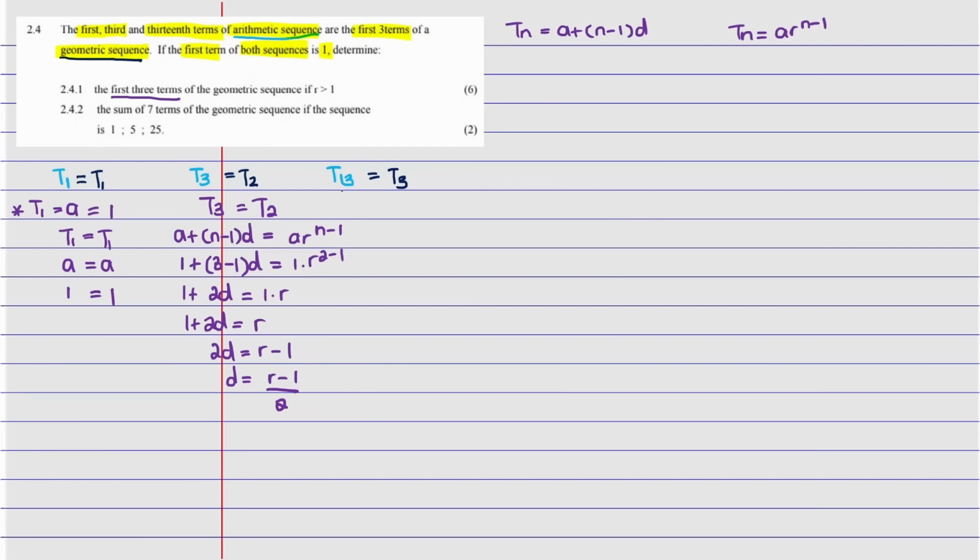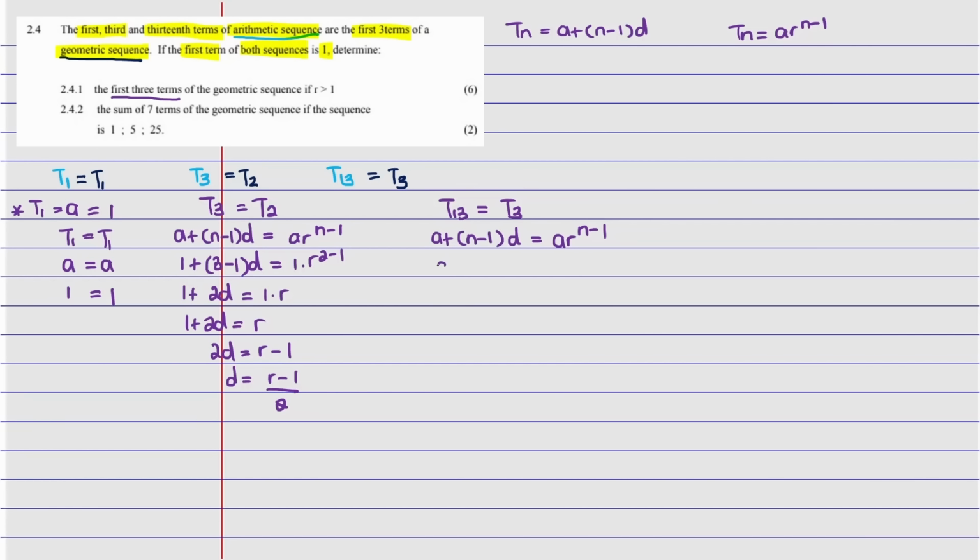Now we're going to deal with the T13 and T3. So we know the fact that T13 is equal to T3, but we know the fact that T13 is what? Is arithmetic. So that's the same as a plus, then this is going to be n minus 1, and this is going to be d is equal to what? T3, we know the fact that it's geometric, so it's going to be r to the n minus 1. Let's substitute our a, our n, and our d, because we've written this in terms of what? In terms of d. I hope that makes sense, right?